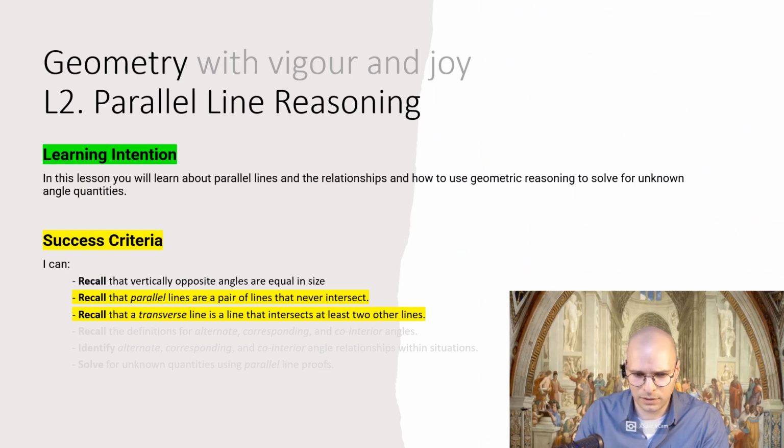Bringing it back. By now, you should be able to recall that parallel lines are a pair of lines that never intersect or never touch. Furthermore, you should be able to recall that a transverse line is a line that intersects at least two other lines.